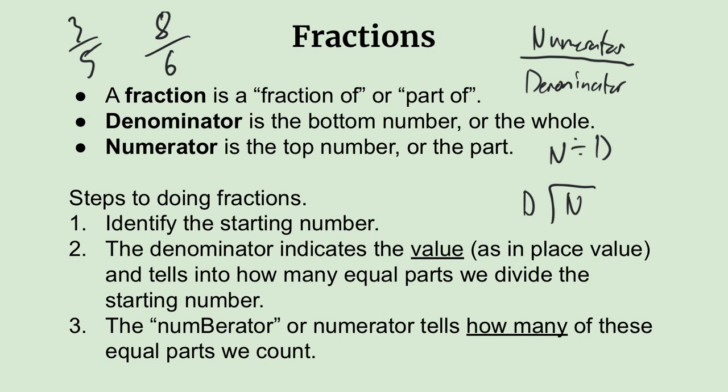So to do fractions, you want to start by identifying the starting number, which means what number are we working with? 6, 25, 18. The denominator tells us into how many equal parts we divide the starting number. So that would be like 5 different parts, 3 different parts, whatever it may be. And then the numerator tells us how many of these parts do we want.